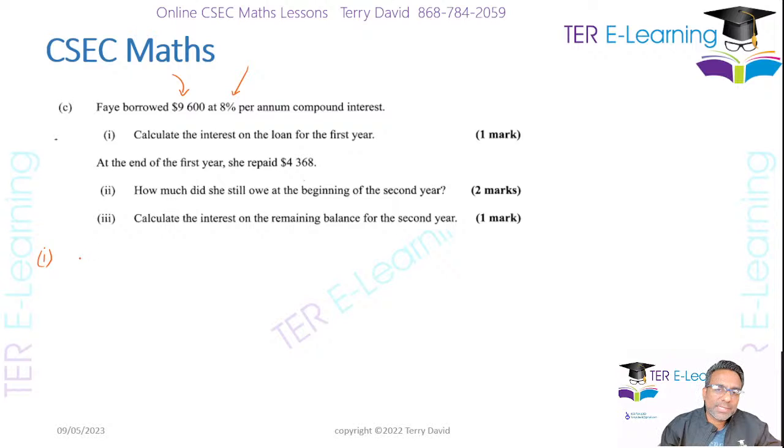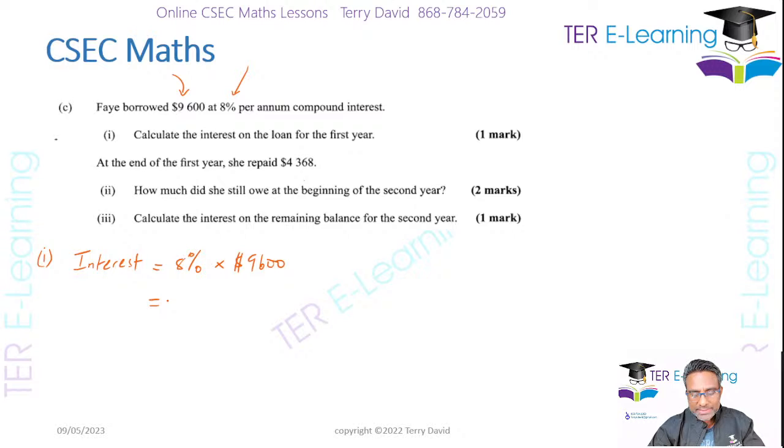So the interest in the first year, we don't need to use any fancy formulas for this part at least. The interest on the loan is simply going to be 8% multiplied by the 9,600. In this case, 8% is 8 over 100, multiplied by 9,600, and you're going to get $768. So 768 is the amount that she has to pay in interest on the loan for the first year.